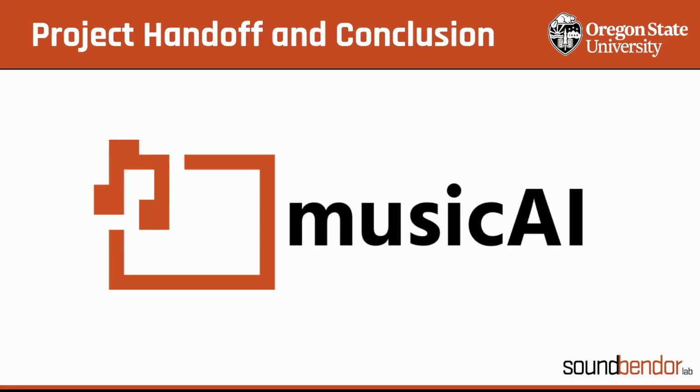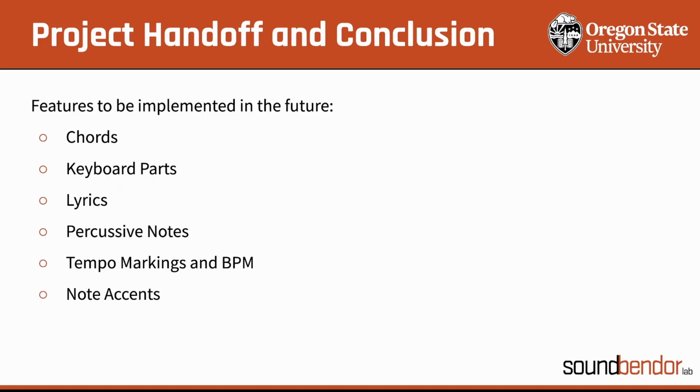All right, so this concludes our team's portion of work on the music score visualization project for the Music AI package. Once we hand off the project, a future group will take over and work on the features that still need to be implemented. These features include chords, keyboard parts, which is a big one, lyrics, percussive notes for instruments like drums, tempo markings and beats per minute, and note accents.